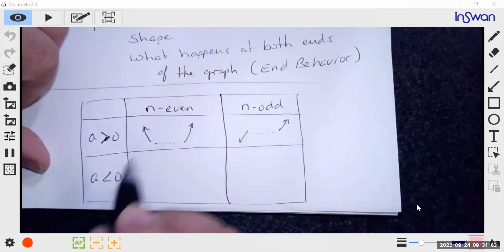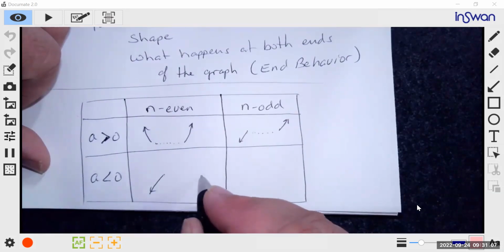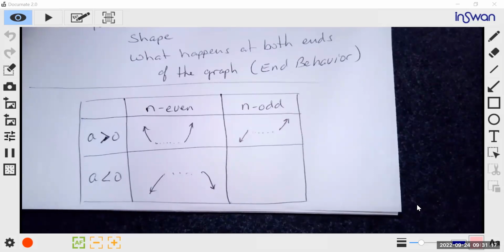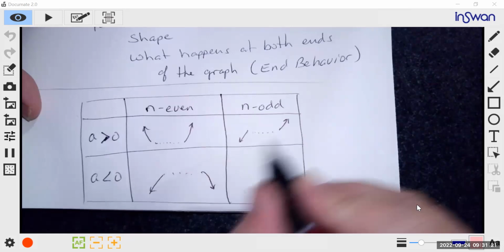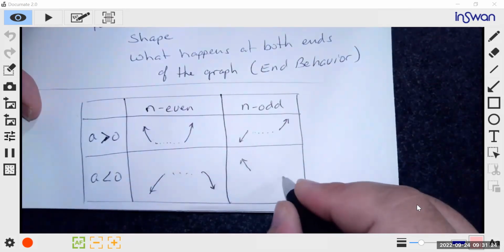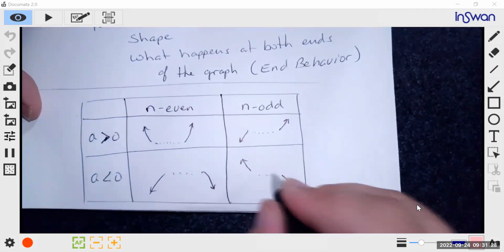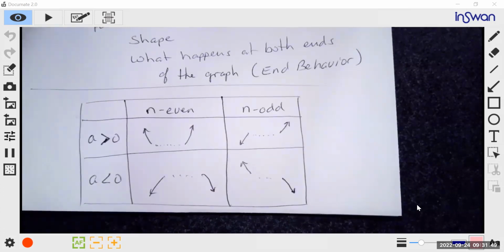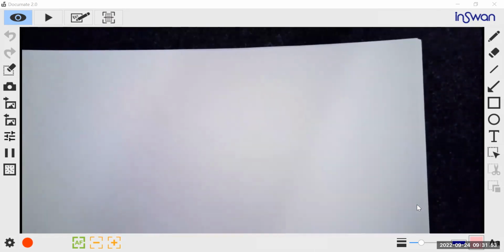If a is negative and n is even, both ends will point down. We don't know what happens in the middle. If a is negative and n is odd, the left side points up and the right side points down. All right, so that's one thing. This tells us the end behavior, what the basic shape of the curve is going to be. So with that, let's look at the first example.